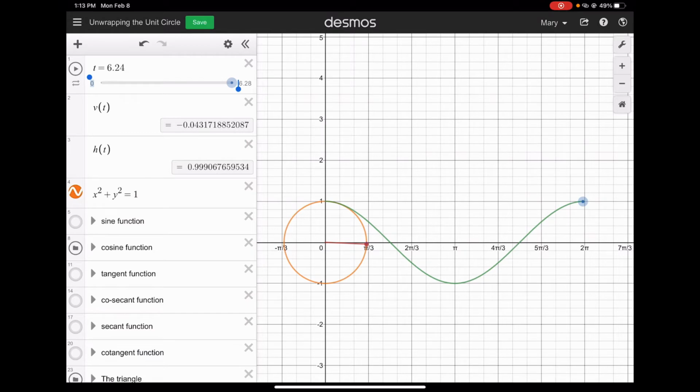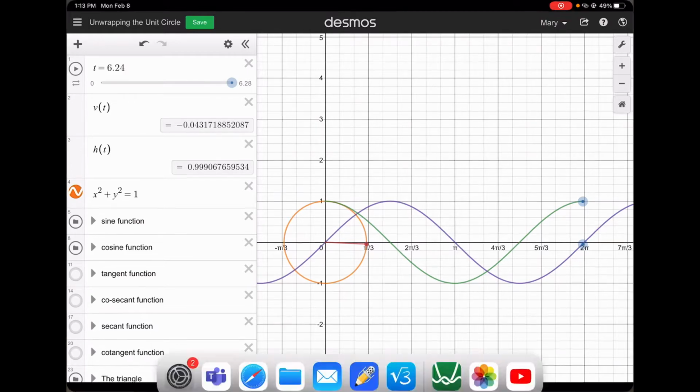And as we continue all the way back a full circle, back to that 2 pi, we're now at a positive 1 again. So our cosine function, a little different than our sine function, is going to start at positive 1. It's going to travel down to negative 1 and then back up to positive 1 as that point travels around the unit circle. A little different than our sine function that started at 0, went to 1, down to negative 1, and then back to 0. So our sine and our cosine functions look very similar, except for the starting point.